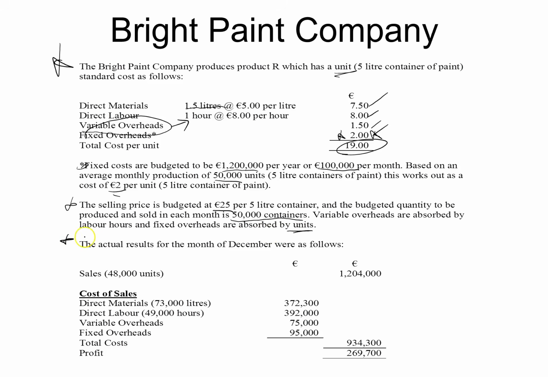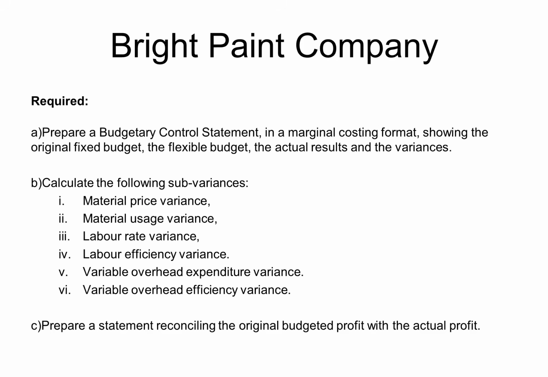So what we have now is the actual results. The actual results for the month of December were as follows. We've 48,000 units produced and sold. Revenue 1,204,000. Direct materials, 372,300. Direct labour, 392,000. Variable overhead, 75,000. And the fixed overheads, 95,000. Gives a total cost of 934,300 and a profit figure of 269,700.